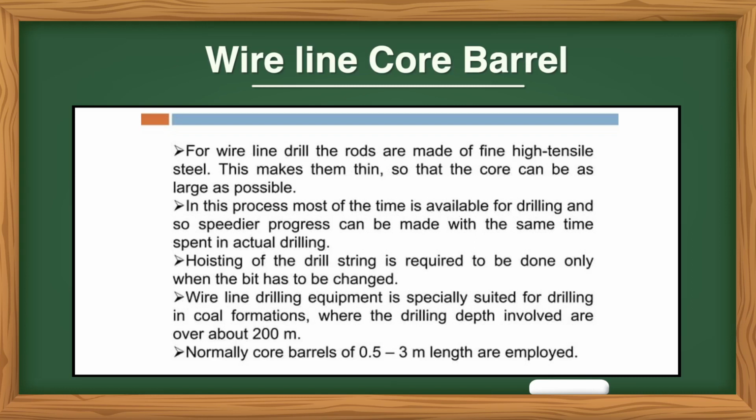In this process most of the time is available for drilling, and so speedier progress can be made with the same time spent in actual drilling. Hoisting of the drill string is required to be done only when the bit has to be changed. Wireline drilling equipment is especially suited for drilling in coal formations where the drilling depth involved is over about 200 meters. Normally, core barrels of 0.5 to 3 meter length are employed.